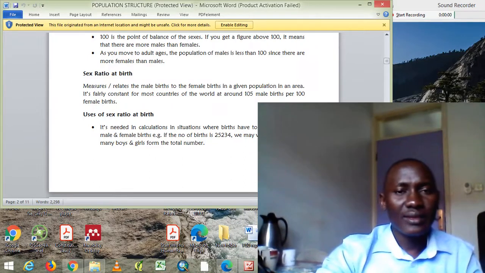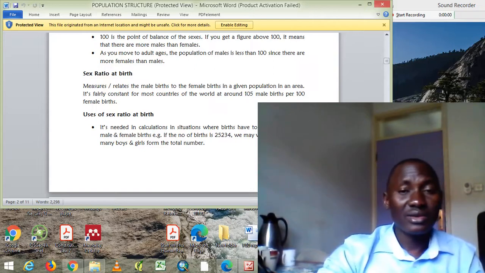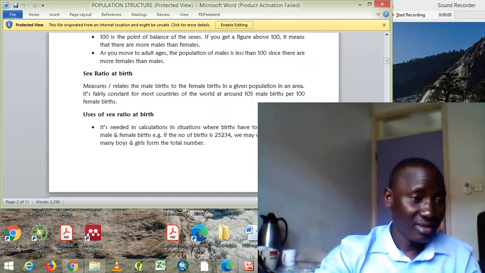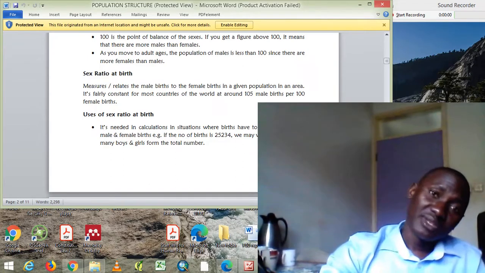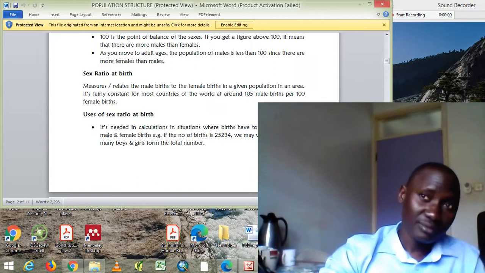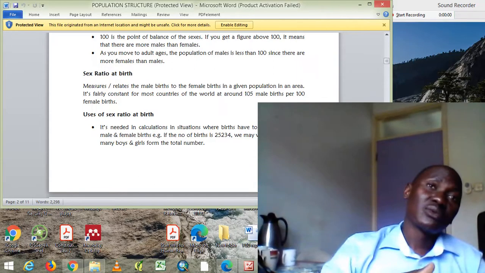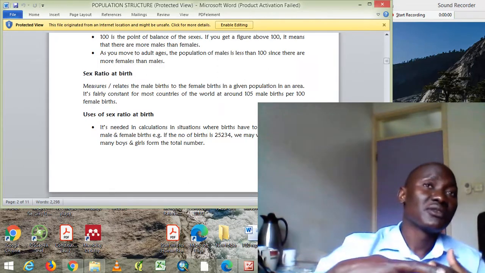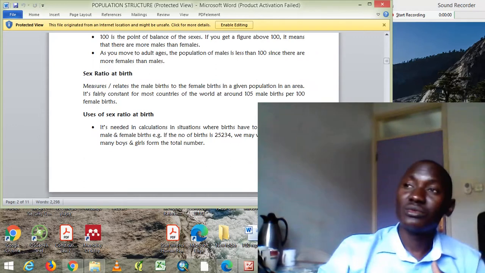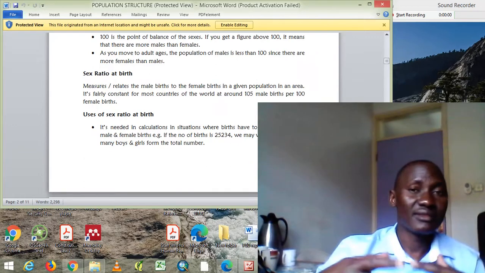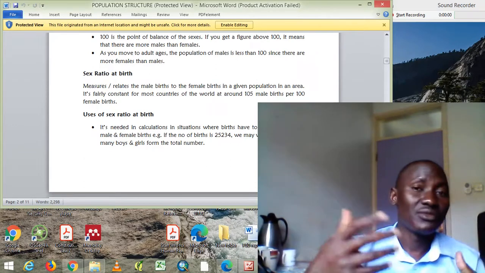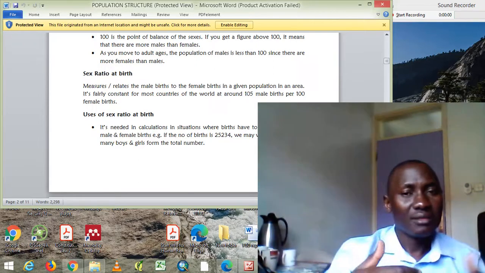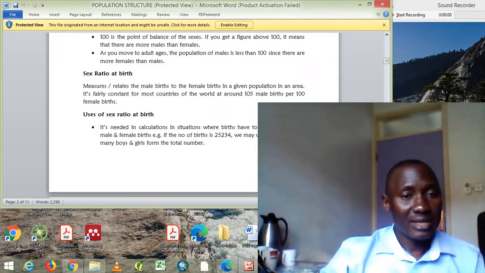And here we say that the general figure around the world is 100 female births per 105 male births. So you realize that people tend to produce more males than females. But as we progress through the different age groups, this structure changes to favor females. Like I'd already mentioned, men get involved in very many dangerous behaviors. Even in times of war, it's men who go to the front line, so they will die off. But at birth, more boys are born than girls.